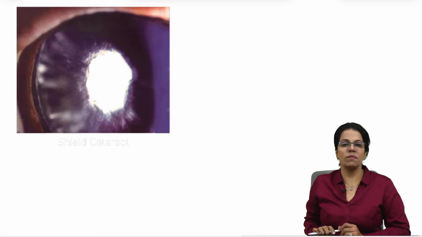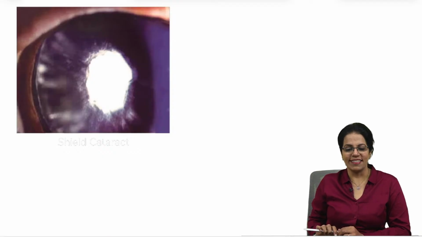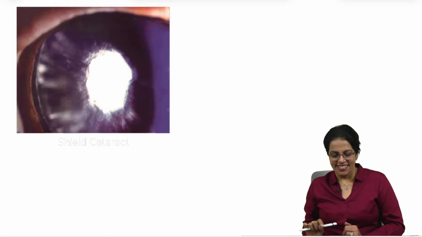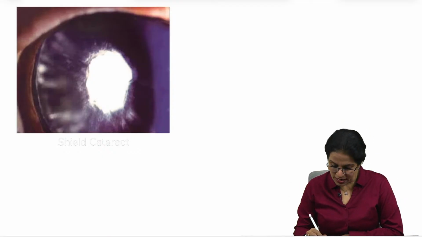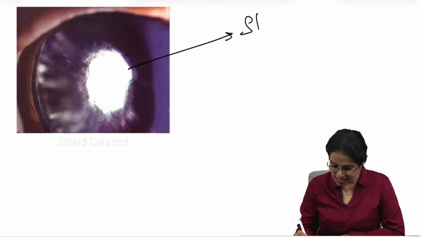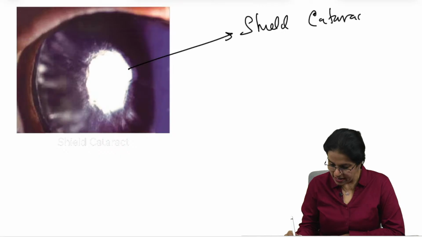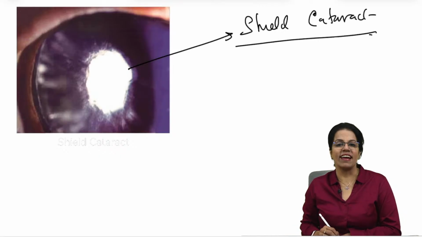Okay, so anyway, we come to this image. This image is, it's written also, your shield cataract. So why shield? Because the pupillary border is all hidden here. Therefore, we call it shield cataract.